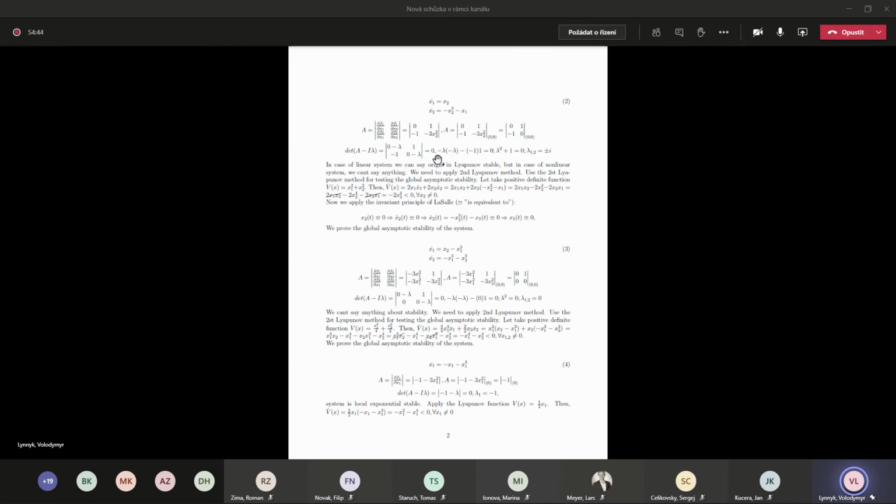Now we need to calculate the eigenvalues. Lambda squared plus 1 equals 0, and lambda 1, 2 equals plus or minus j, a complex number without real part. And can we say something about the stability here? It is a question for you.